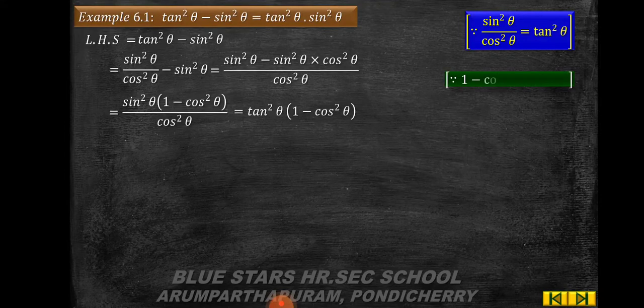So you know the trigonometric identity, 1 minus cos square theta is equal to sin square theta. So you just apply it, you get the value tan square theta into sin square theta. So that is your right hand side. So we are taking the left hand side, then we show that it is equal to the right hand side. So hence it's proved.